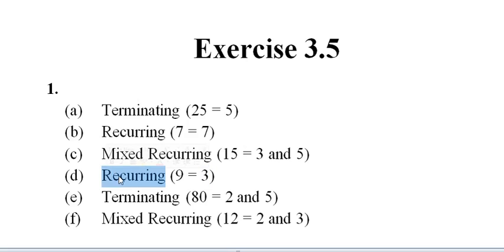And here the factors of the denominator 80 in question number e are 2 and 5, so it will be a terminating decimal number. And for question number f, 12, the factors are 2 and 3, so the fraction will be a mixed recurring decimal number because along with 2 we have 3. Just like in question number c, we have 5 and 3. Similarly, here it's 2 and 3. Remember that 2 and 5 are the main key for this property.